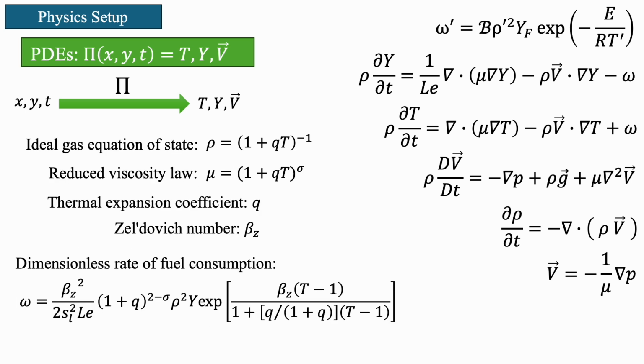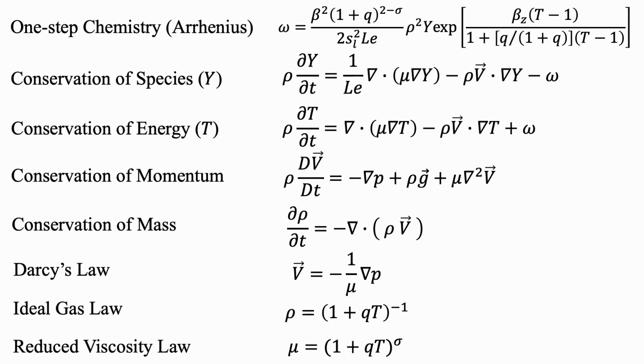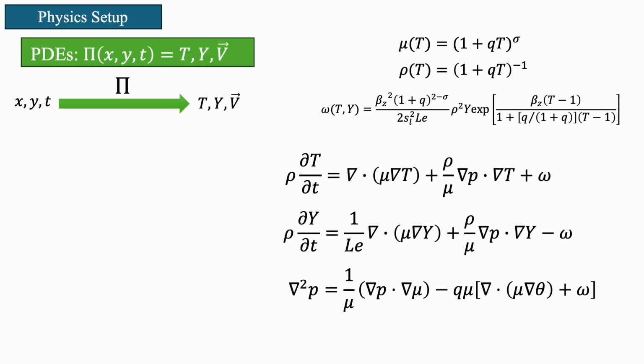We now want to invoke the following equations of state. First, the ideal gas equation, then the reduced viscosity law, which are going to be classified by the thermal expansion ratio Q, and we also have our dimensionless rate of fuel consumption. With all of our physics laws shown above, we can now boil these down by using substitution into 3 partial differential equations, which we will attempt to solve.